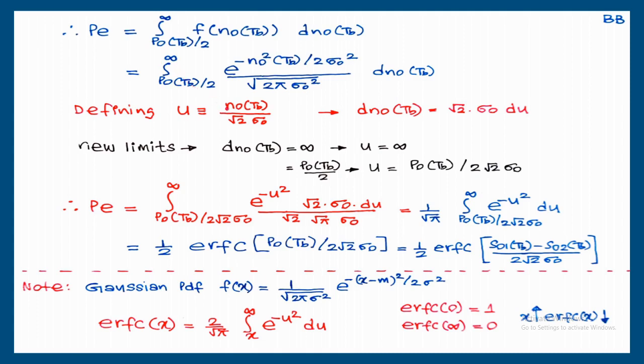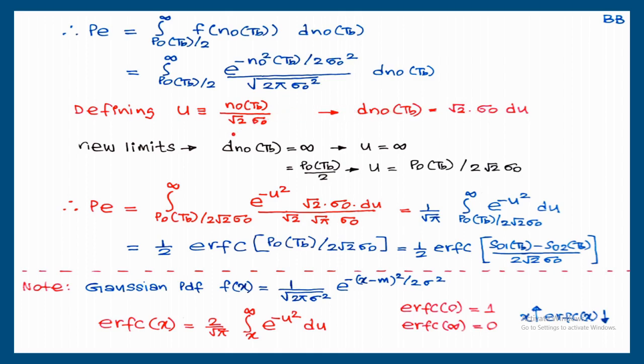But for getting it in terms of the complementary error function, our requirement is e raised to minus u square. This should be u square. That is why u is defined as n0(tb) upon root 2 sigma 0. Then this term will become u square. So I am changing the variable: instead of n0(tb), there is a new variable u. Once we change the variable, we should find dn0(tb). So du is equal to dn0(tb) upon root 2 sigma 0, so dn0(tb) is equal to root 2 into sigma 0 du.